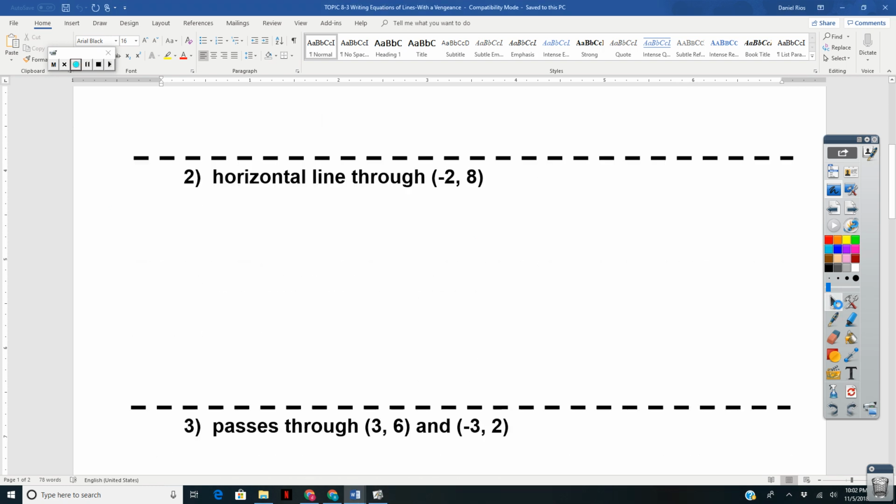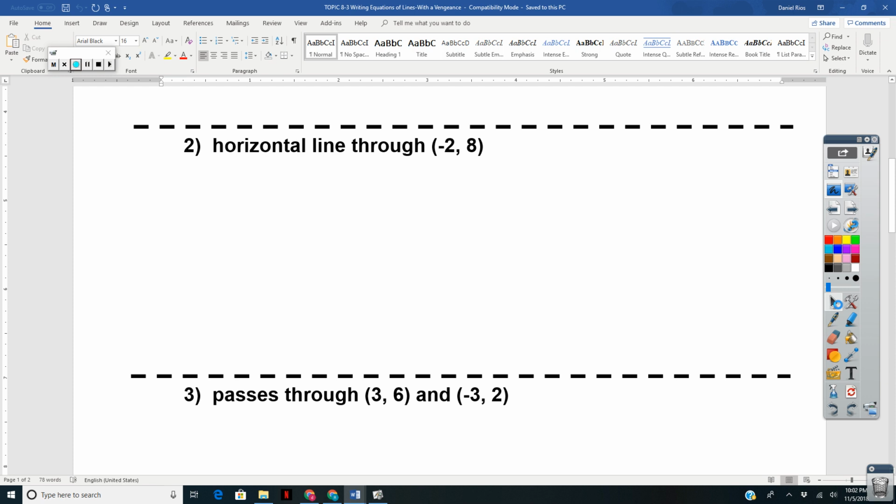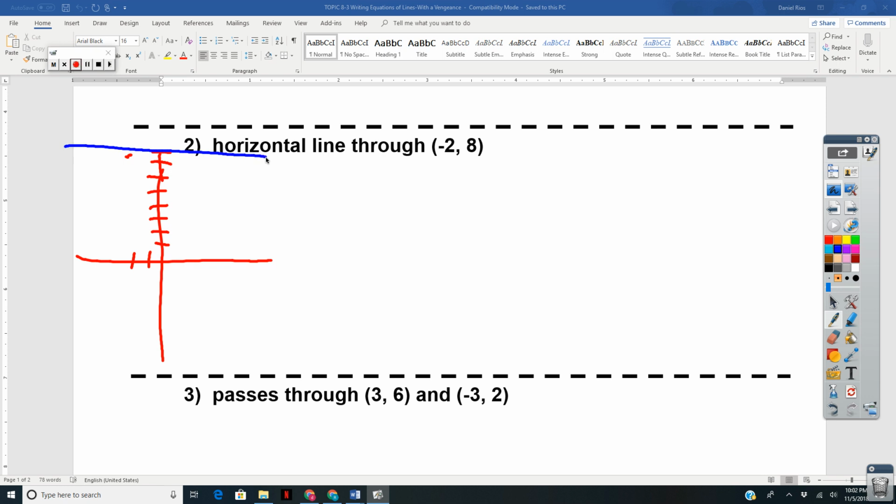And it wants a horizontal line through 2, 8. Again, this one you have to visualize on a graph. I have negative 2, 1, 2, 3, 4, 5, 6, 7, 8. And I have a point right there. And it wants a horizontal line. The horizontal is going to go this way. Oh, I missed the point. Well, the point is somewhere there. Okay.